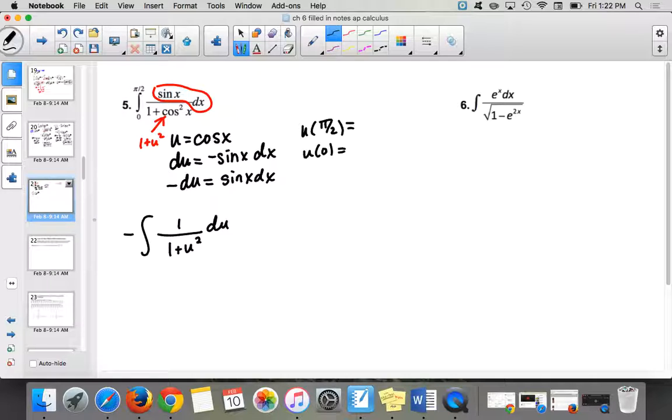So we have cosine of pi over 2. Do we know that right away? Cosine of pi over 2 is 0. Good, unit circle. Cosine of 0 is 1. So instead of 0 to pi over 2, I have 1 to 0. Which is kind of nice, because you had a negative before as well, right? So when we flip it, we get rid of that negative as well.